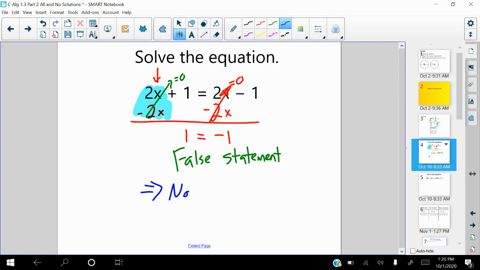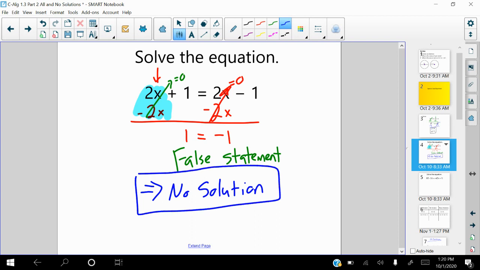We call this a no solution. And the reason why we call this a no solution is because we canceled out our variables. We don't have a variable anymore to even solve for. We only have our constants of 1 is equal to -1. So since, again, no more variables, they canceled out, and our constants are not equal to each other, that's a false statement, our final answer is no solution.